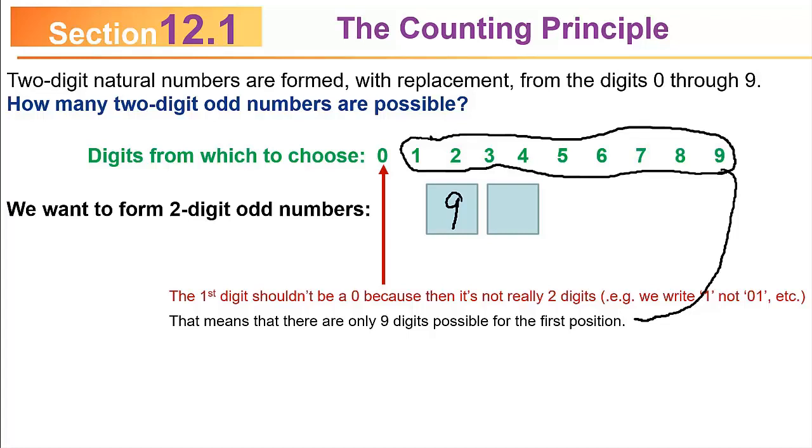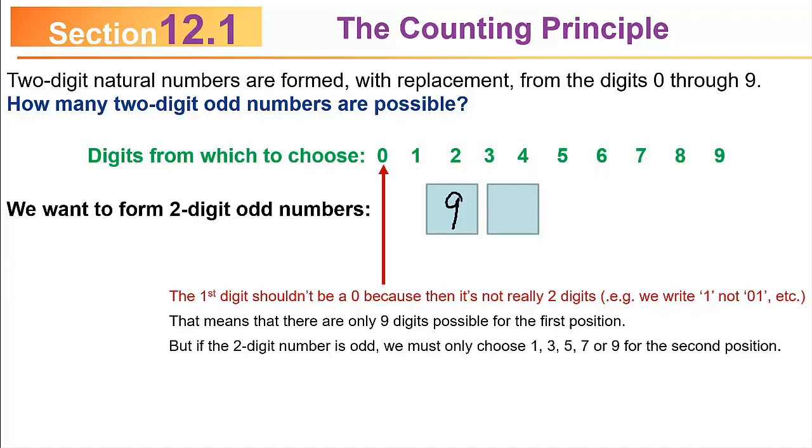Now the next digit, in order for the two-digit number to be odd, has to be odd. Well, of the numbers above, there are 1, 3, 5, 7, 9. There are 5 choices that leave you with an odd number. And 5 times 9 is 45 by the counting principle.